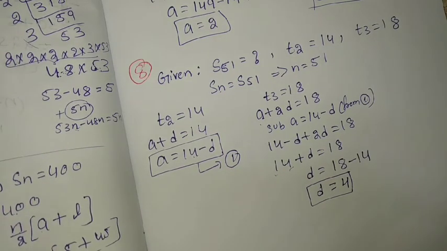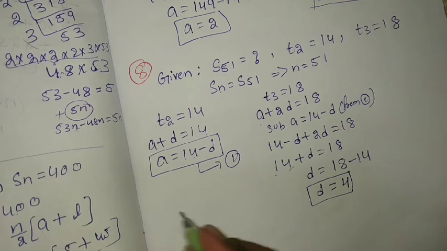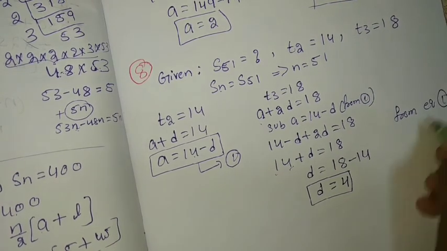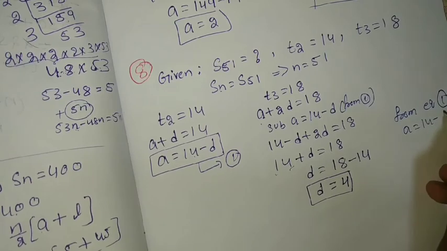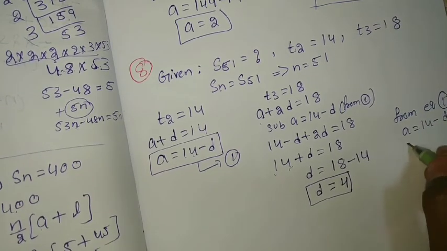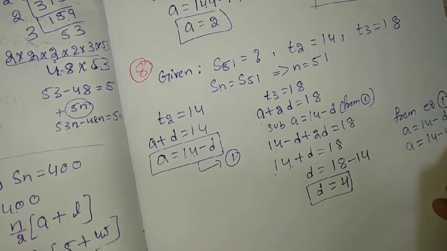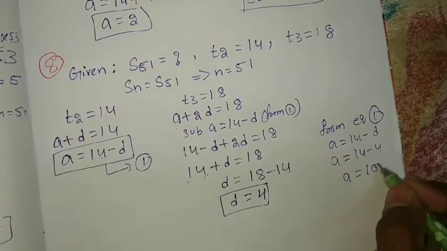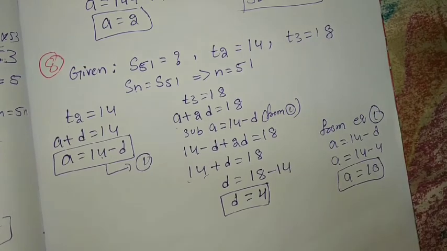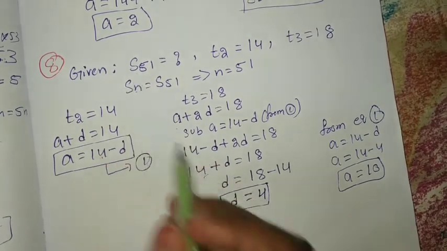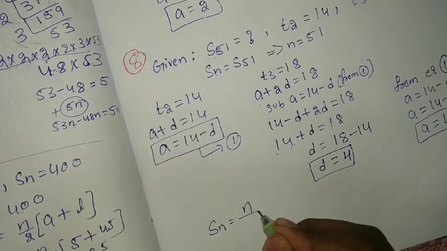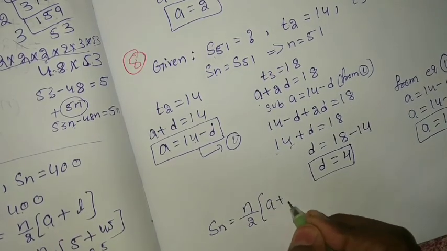Now we need the first term. So from equation 1, A is equal to 14 minus D. Substitute D is equal to 4 here. A is equal to 14 minus 4. Then what will we get here? A is equal to 10. So now you can easily find the sum of 51 terms. What is the formula of Sn? That is n by 2 into A plus L.